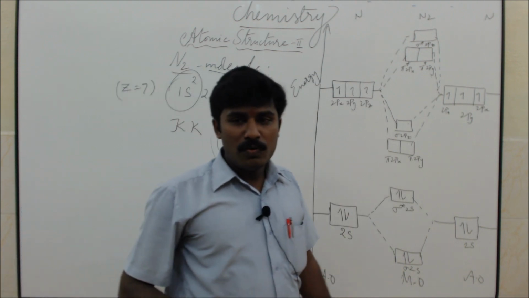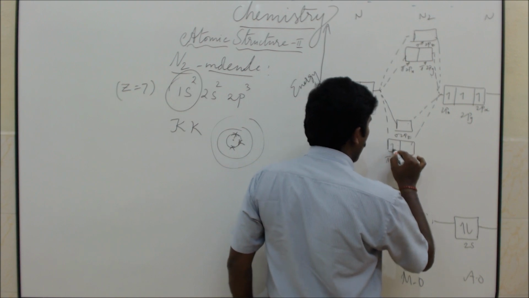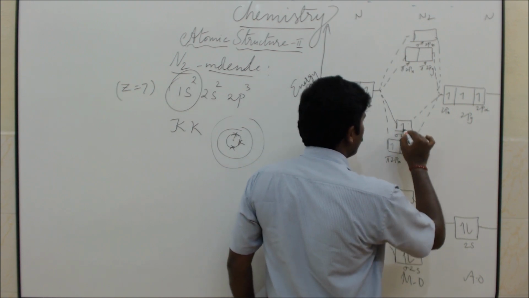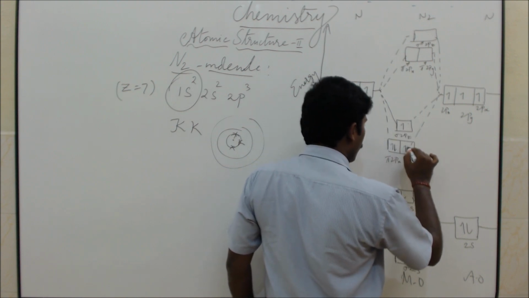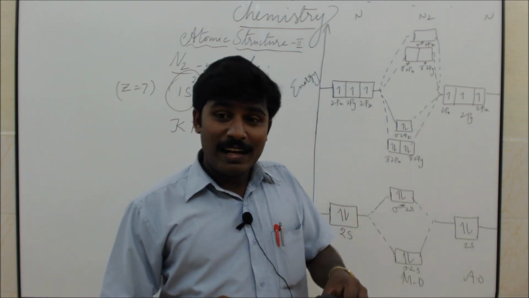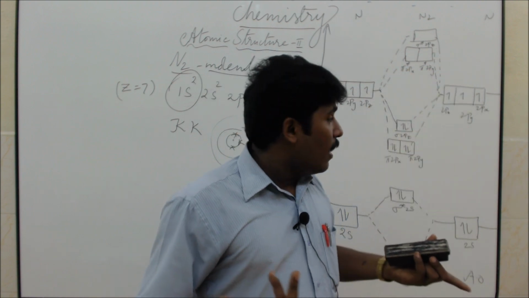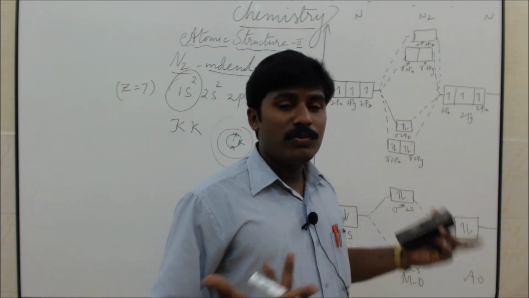6 electrons. You have 6 electrons. So first you have to fill the bonding level: 1, 2, 3, 4, 5, 6. That's all. Suppose you have an extra electron, you can fill it in the antibonding level also. But if you have only 6 electrons, all the 6 electrons are filled in the ground state itself.